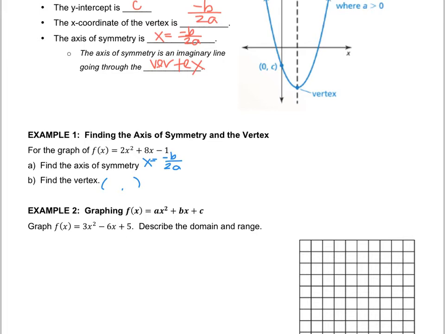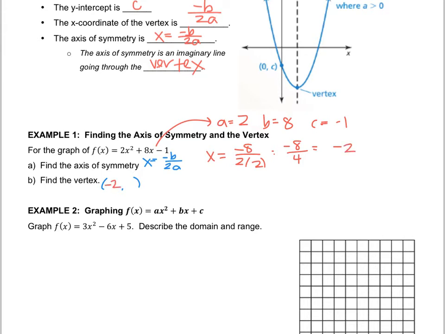What I like to do, and this is going to be really helpful when we get to chapter 9, is when I have my equation, I like to just write out what a, b, and c are. So a is 2, b is 8, and c is negative 1. Now we don't need c right now, but we will in chapter 9. So let's just get in the habit. To find the axis of symmetry, we're going to do x equals negative 8 over 2 times 2. So that gives me negative 8 over 4. So the x coordinate of the vertex is at negative 2.